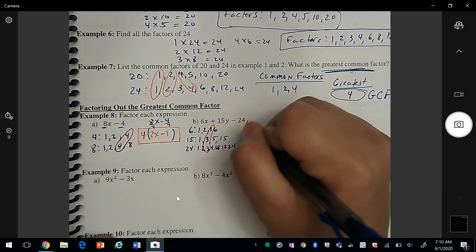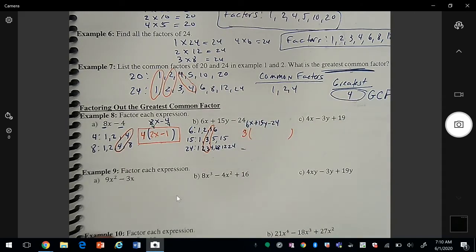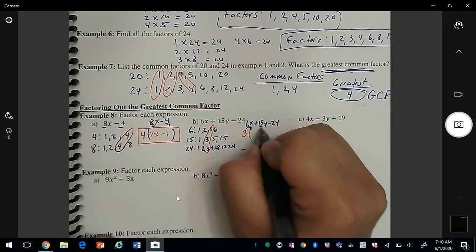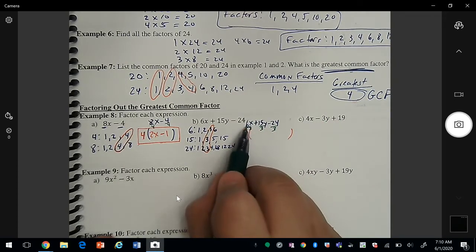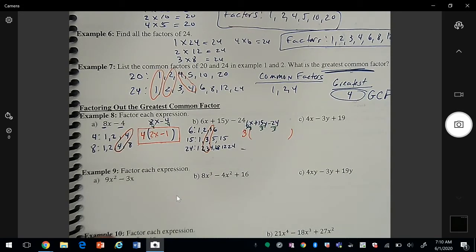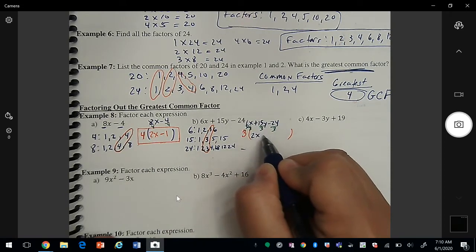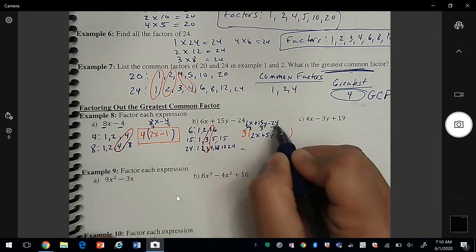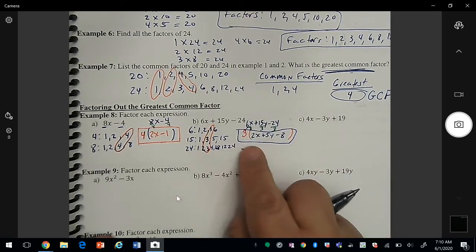And then let me write the problem again. For each coefficient here, we're dividing by 3 because that's the common factor. So 6x divided by 3 is 2x, 15y divided by 3 is 5y, and negative 24 divided by 3 is minus 8. So my factored form is 3 times the quantity 2x plus 5y minus 8.